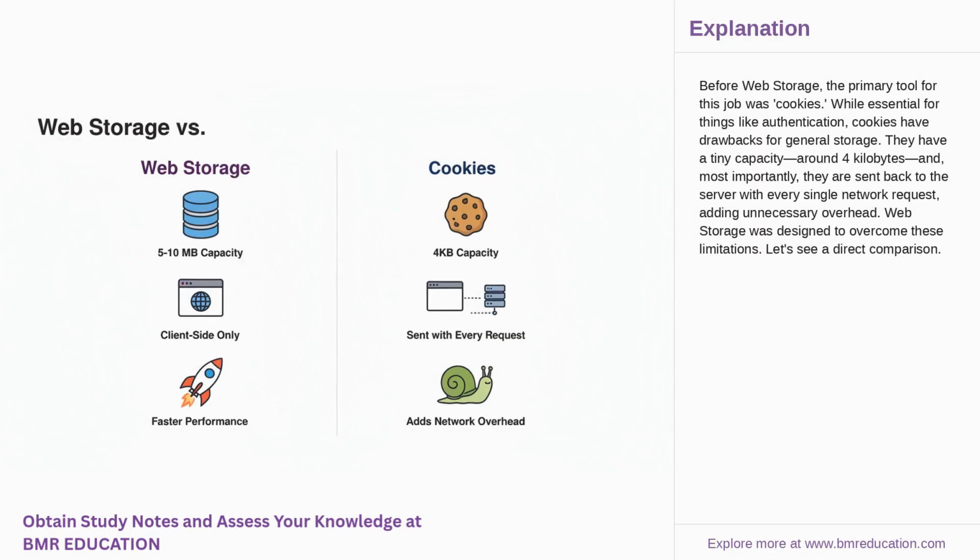Before web storage, the primary tool for this job was cookies. While essential for things like authentication, cookies have drawbacks for general storage. They have a tiny capacity, around 4 kilobytes, and most importantly, they are sent back to the server with every single network request, adding unnecessary overhead. Web storage was designed to overcome these limitations. Let's see a direct comparison.